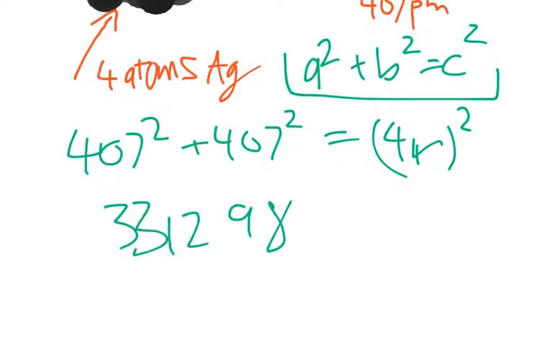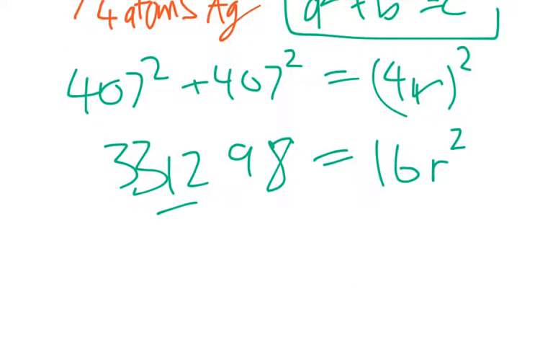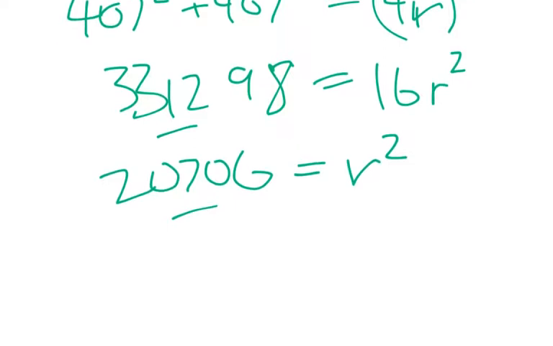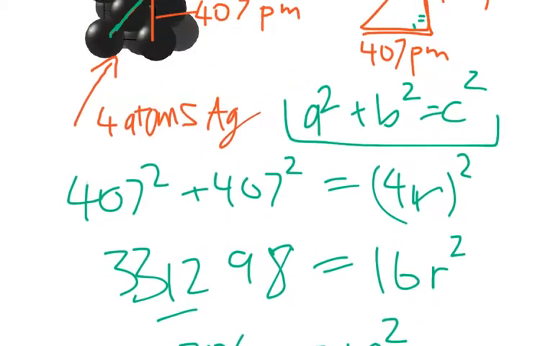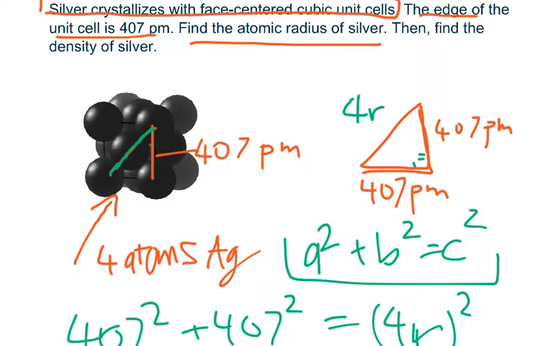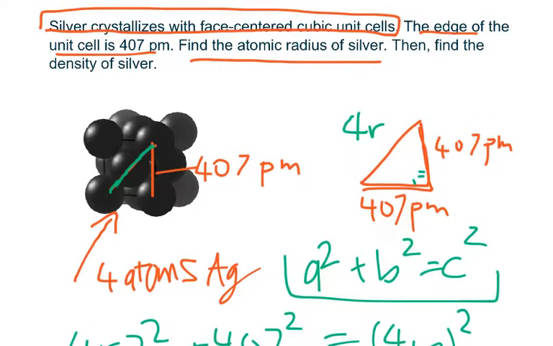And let's keep track of sig figs, 3 sig figs, and this is equal to 16r squared. Now divide both sides by 16, we get 20706 is equal to r squared with 3 sig figs, and we square root this, and we get that the radius, or the atomic radius of silver, is going to be 144 picometers. So not bad at all. It was just a little bit of geometry, and let's do the second part.